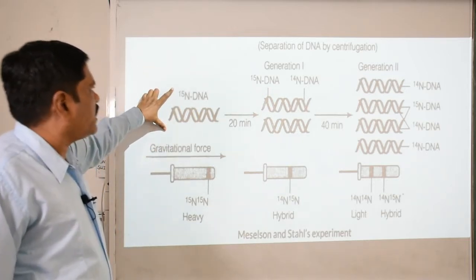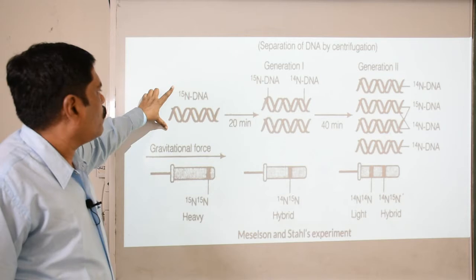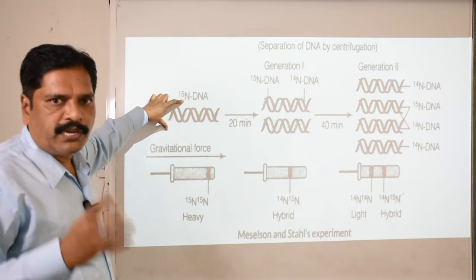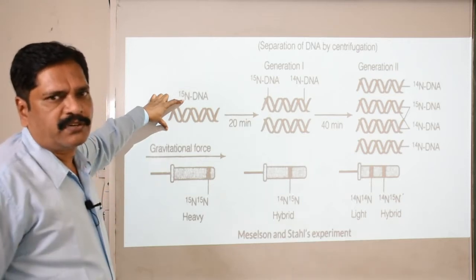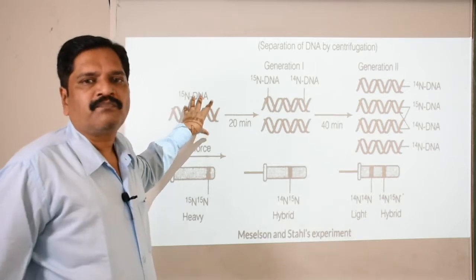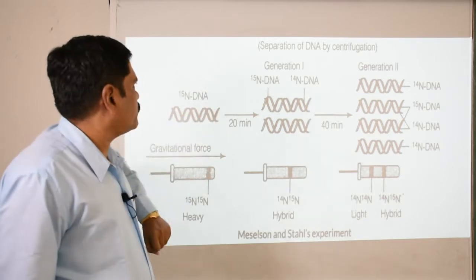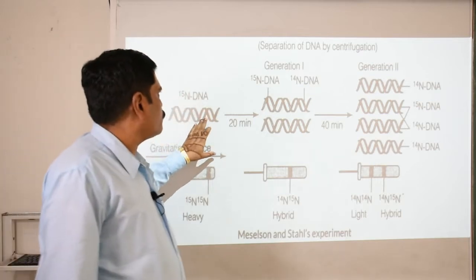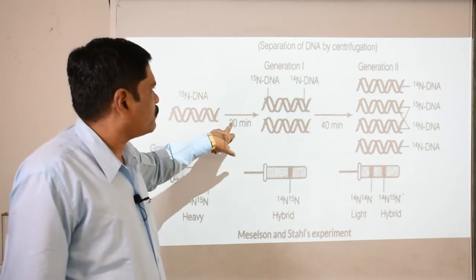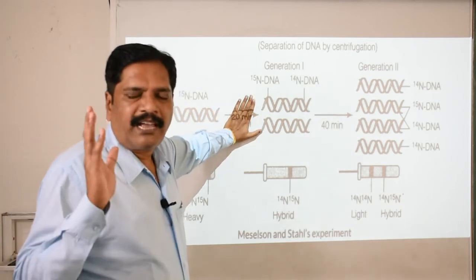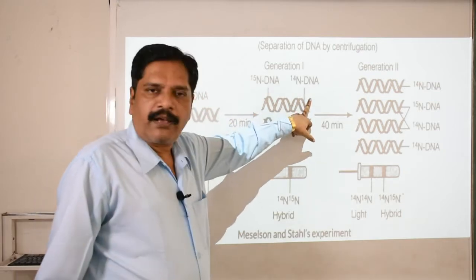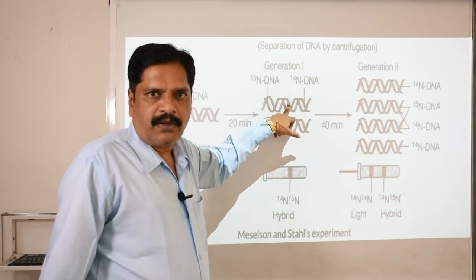This DNA is radioactive DNA because it was cultured in radioactive ammonium chloride solution generation after generation, and this way all the nitrogenous bases present in this DNA molecule will have N15 atoms. Now when we allow it to grow in the normal ammonium chloride medium for the first 20 minutes, we will get the exact ratio of 1:1, because one strand will have N15 and the second strand will have N14.